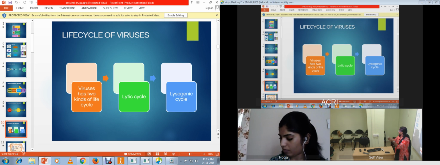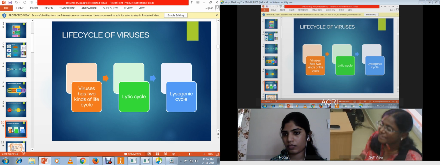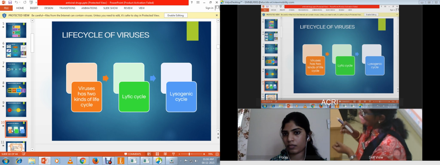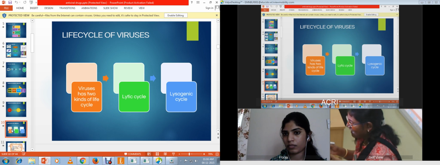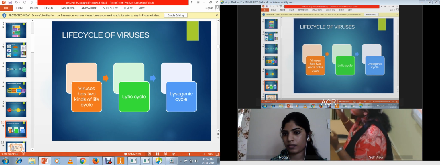Integration of the viral bacteriophage genetic material with the host cell genetic material, and thereby there is a production of circular replicons by which it is going to replicate. First one is the lytic cycle. In the lytic cycle there is a lysis of the infected cell wall, the cell membrane. Yes, bacteria or any living organism, the cell wall undergoes lysis.